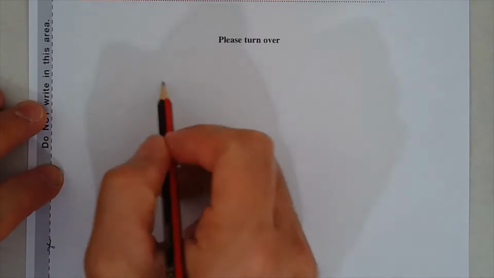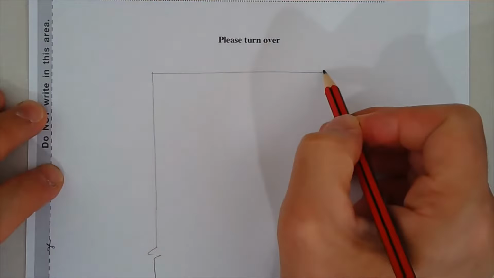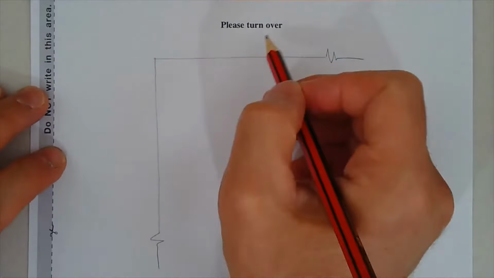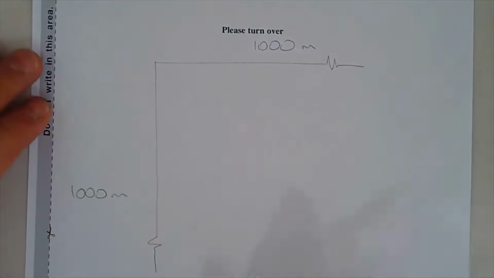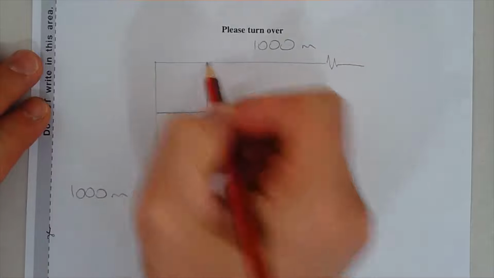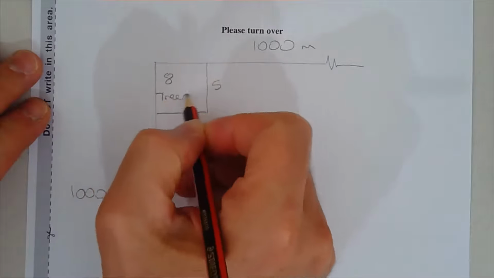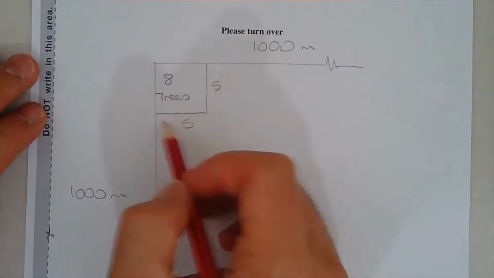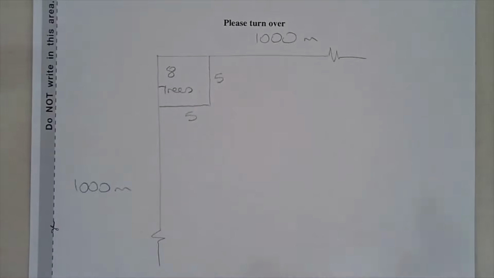So I might just draw a quick diagram here to help you visualise what's happening. Just imagine, it's a very large block of land, of course, but there's our 1,000 metre by 1,000 metre block of land. So the question is, in a 5 metre by 5 metre square, so that's our 5 by 5, we have 8 trees. So the question is, how many of these 5 by 5 squares of land are contained within this 1,000 metre by 1,000 metre large block of land?